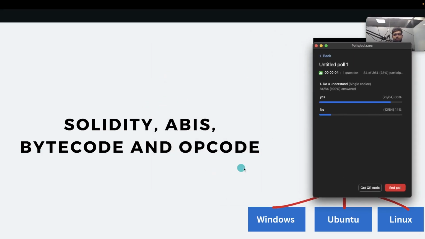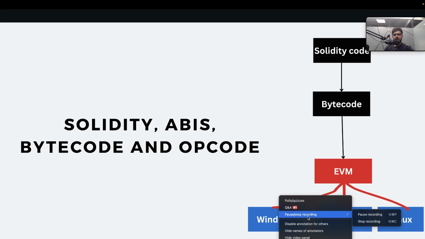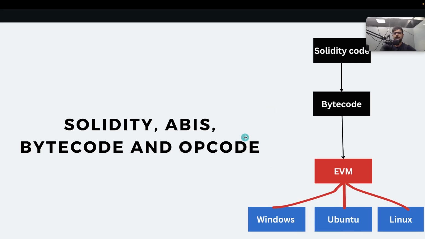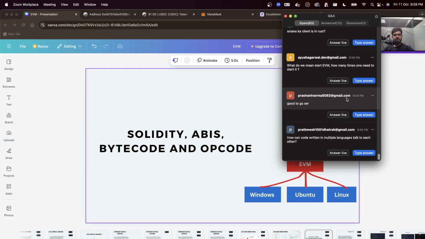ABIs, bytecode, and opcode, we good to go? All right. 83%. Okay. Why was there a 2% drop? Very quick Q&A I will do for a few seconds or maybe a minute. Then we will go back here and understand these four concepts.